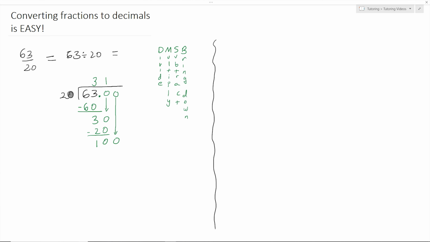We haven't gotten any repetition yet. So now 100 divided by 20 is 5. Nice, because 5 times 20 is 100. We subtract 100 minus 100, we get 0. So this division terminates. 63 over 20 is exactly 3.15. I invite you to think about it. What is it that made this example a terminating decimal? If you know what it is, give this video a thumbs up and write it in the comments so I can give you a thumbs up too.